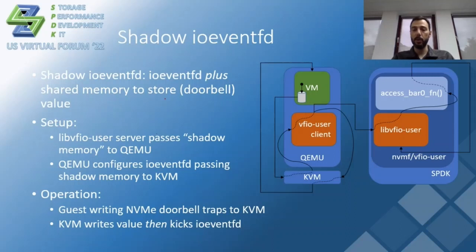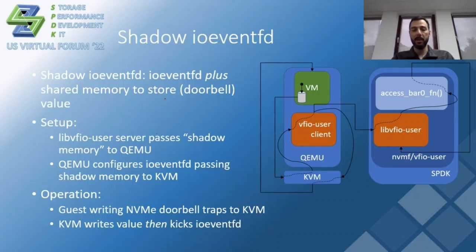The solution we produced to avoid having to send a VFIO-user message for each MMIO write is a mechanism we call shadow ioregionfd. This mechanism is an ioregionfd, which is kicked whenever a guest physical address is written to, except that the value being written, which is the doorbell value SPDK absolutely needs, is not discarded, but instead is written to a piece of memory private between KVM and SPDK.